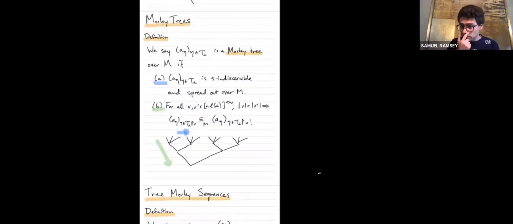Okay, so now we come to the definition of Morley tree, which is just a tree that is spread out and indiscernible. So what does it mean to be a Morley tree? A Morley tree over M is a tree that is first S indiscernible and spread out over M.